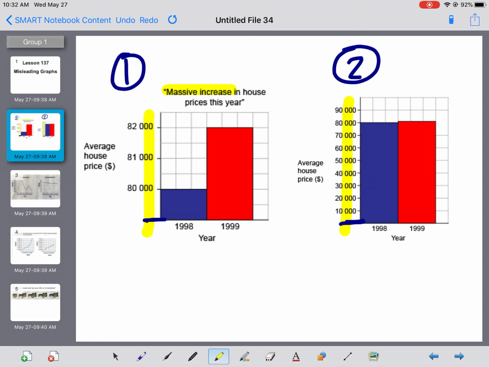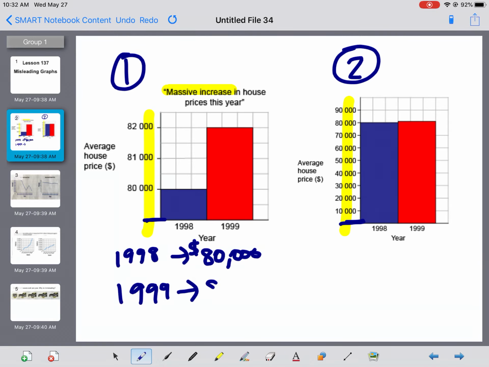Even the title gives an incorrect impression, right? The house price massively increased. It looks like the price of a house tripled in 1 year based on the sizes of those bars. But if you look carefully, you'll notice that in 1998, the house price was $80,000. In 1999, the house price was $82,000. That is not a tripling, that's an increase of $2,000.